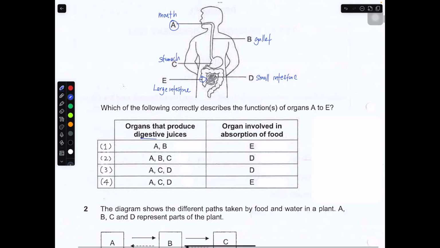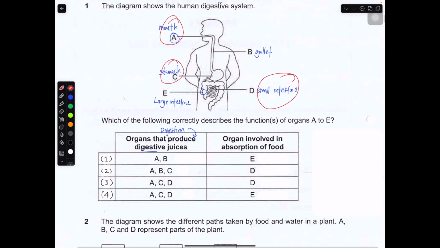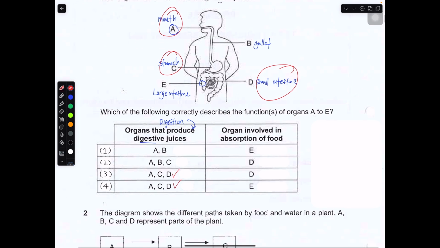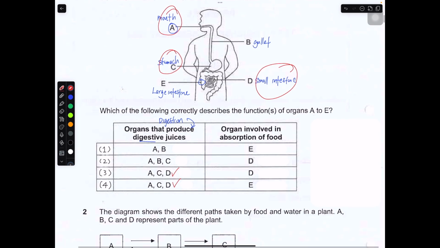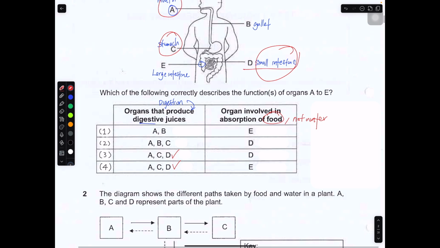Organ that produces digestive juice. Any organ that carries out digestion will produce digestive juice. So these are the three organs that will do digestion: mouth, stomach, small intestine. So A, C, D. So definitely these two are correct. The rest is wrong. So you are dealing with 3 and 4. Organ that involves absorption of food. Okay, so notice absorption of food, not water. This one must be done in the small intestine. So the answer is number 3.